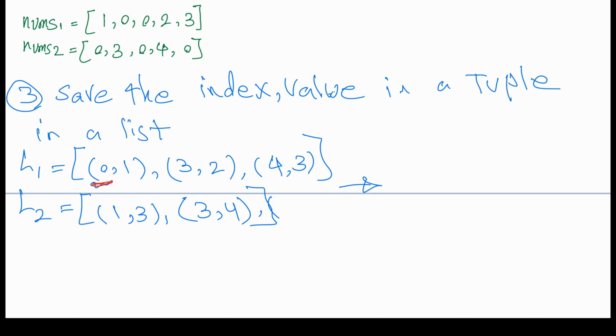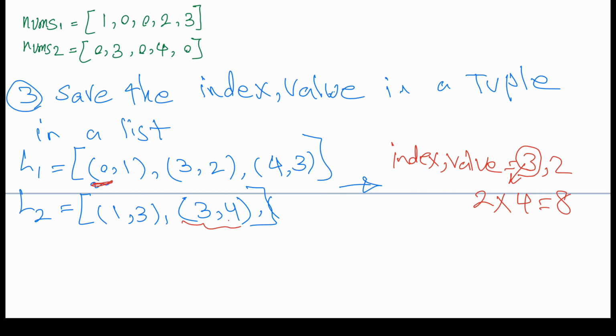Here we read the index and value, which is 3 and 2. So do we have index 3 in L2? Yes, we have that. And what is the value? It is 4. So it's 2 times 4, that is 8. And what is the time and the space complexity for this one?